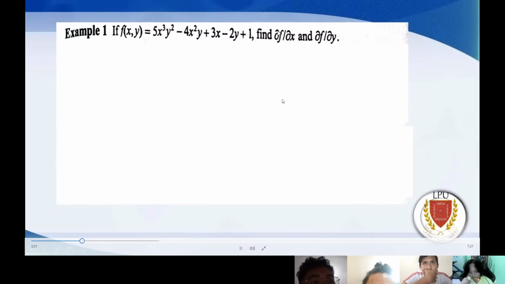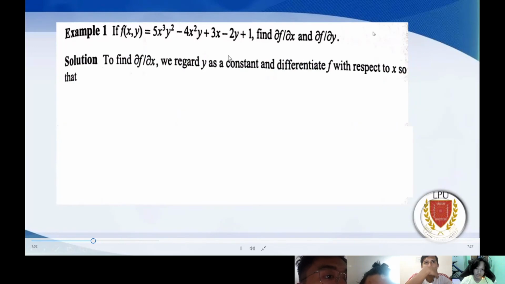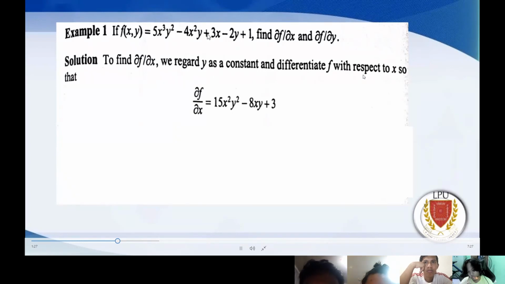Take note of this term. We are using this term for the partial derivative of the function with respect first to x, and later on with respect to y. So the solution is to find the partial derivative of the function with respect to x. We regard y as constant first. So every y that we can see in this equation would be termed as constant. Just like how you look at 5, 4, 3, 2, and 1, we will look at our y as is. And differentiate f with respect to x so that we have here 15.